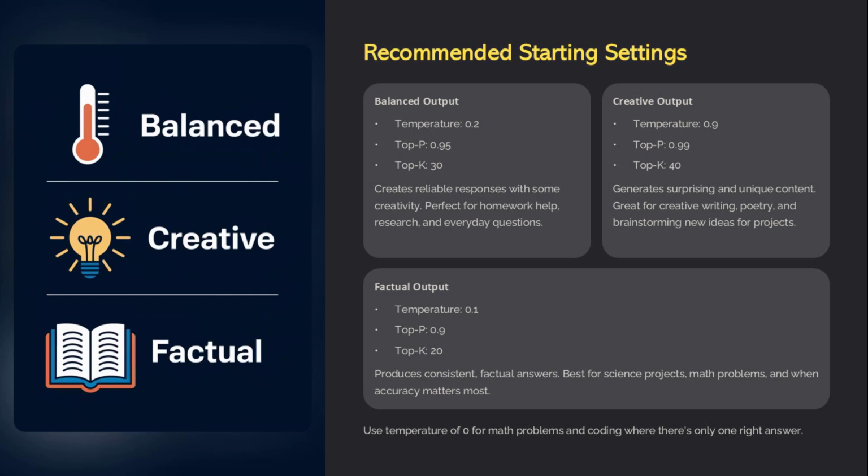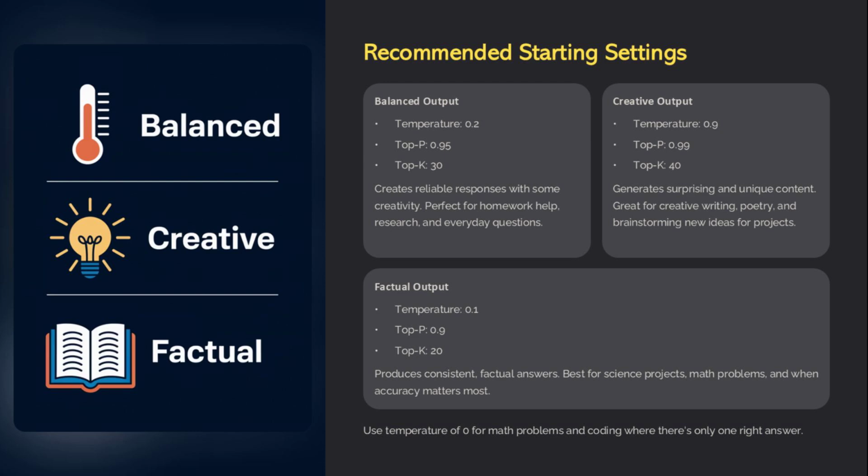These are recommended starting settings for different types of AI output: balanced, creative, and factual. The balanced setting with temperature 0.2, top P 0.95, and top K 30 provides reliable, coherent responses with some creativity. Good for everyday questions, homework help, and research. The creative setting with higher temperature, top P and top K, generates surprising, unique content. Great for creative writing, poetry, and brainstorming.